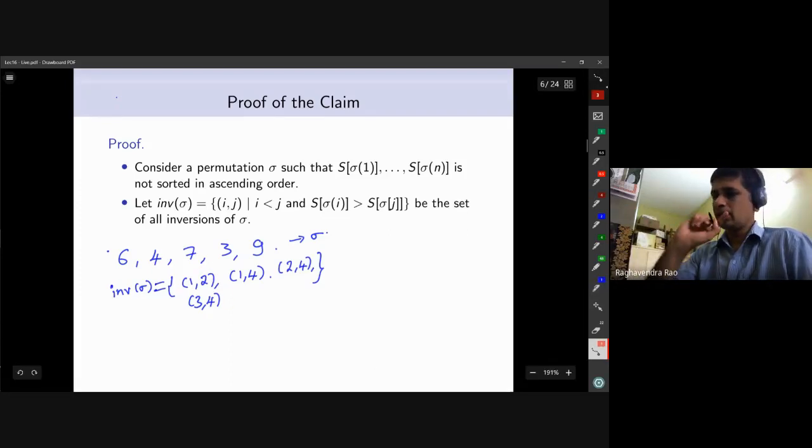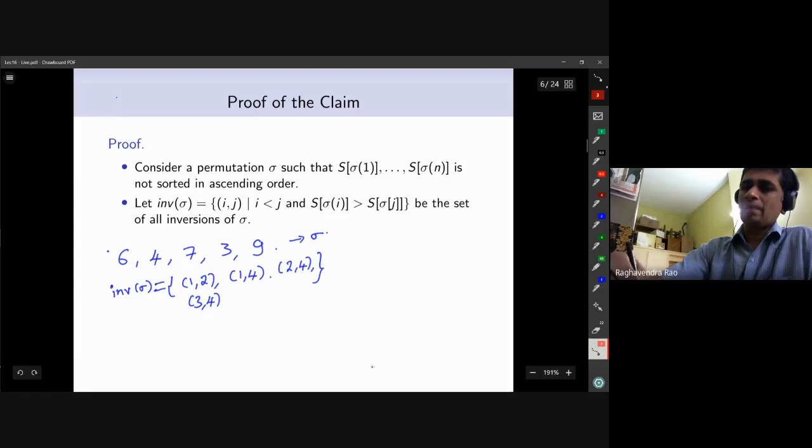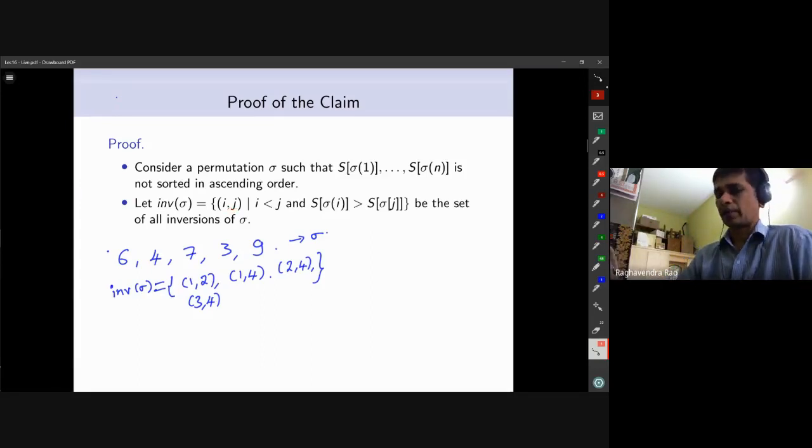So yesterday, that is also a subset of inversions, or successive inversions. I had written I plus 1. Okay, so unfortunately that is not enough for our argument. I'll tell you why.